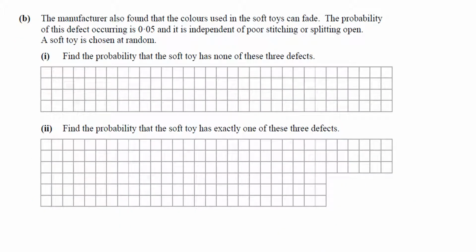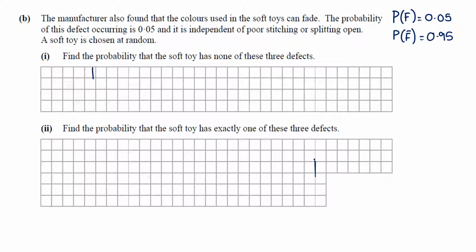So the next part is the manufacturer has found that the colours used in the soft toys can fade. The probability of this defect occurring is 0.05. So we've just been given another little piece. So the probability of it fading is 0.05. The probability that it does not fade is 0.95 then. Find the probability that the soft toy has none of these 3 defects.